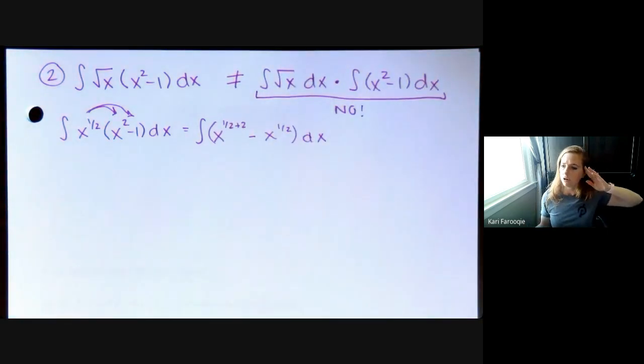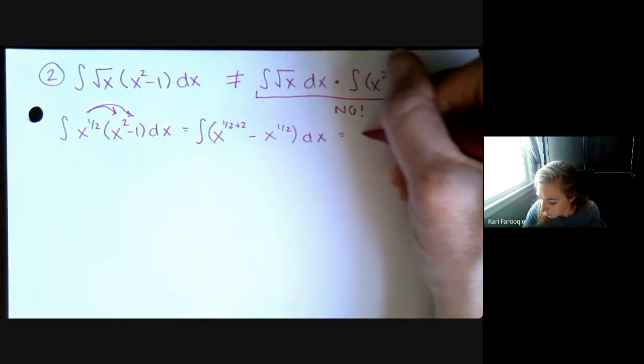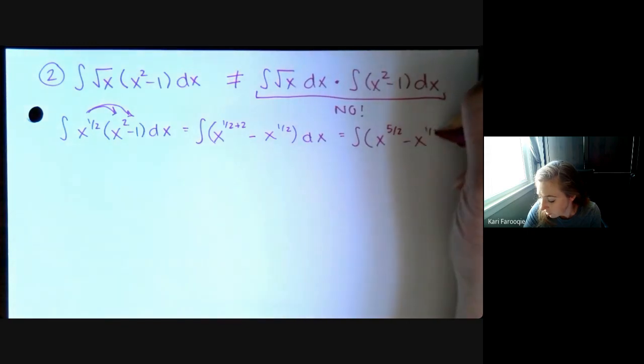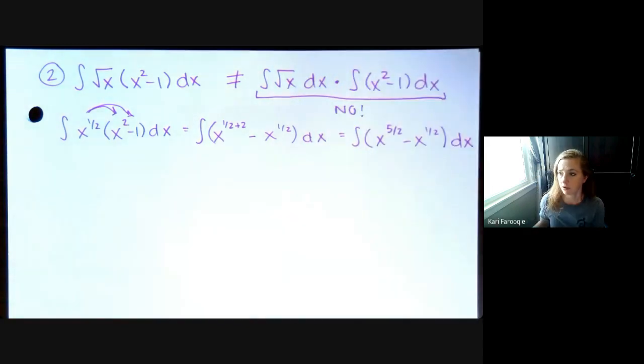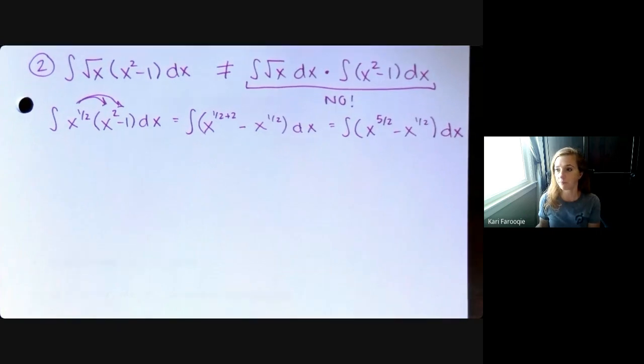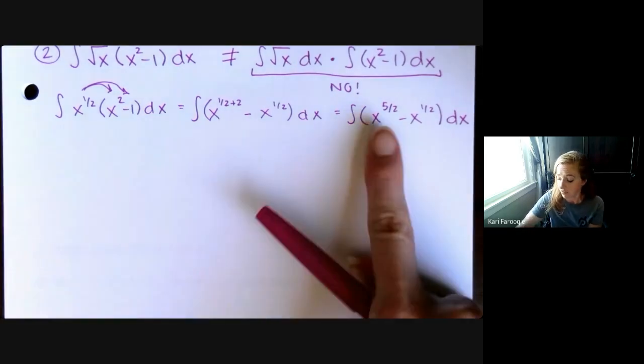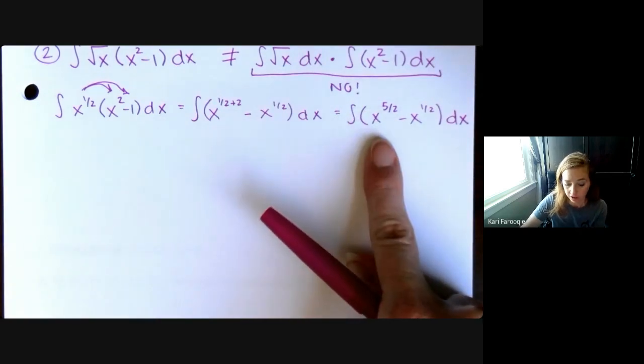I'm going to be very careful to make sure we're using our algebra rules correctly. 1/2 plus 2 is 5/2. So this is really the integral of x to the 5/2 minus x to the 1/2 dx. Now I can integrate. Just like with taking a derivative, I can't just willy-nilly start integrating. I have to get it set up so it matches the rules that we have. Same idea here. Now this is set up to use the power rule in both cases.